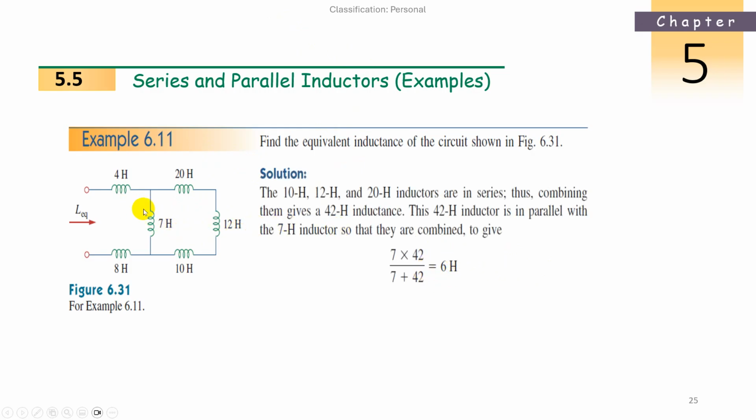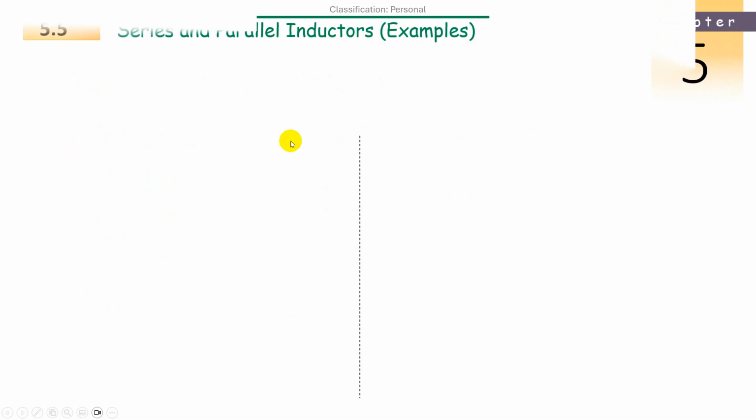Now once you get here, 6 Henries of these complete series and parallel equivalents, we got 6 Henries. Then this 4 and 6 and 8 in series. So 6 plus 4, 10 plus 8, 18 is your equivalent. 18 is your equivalent inductance. So one example, I think we have last example.